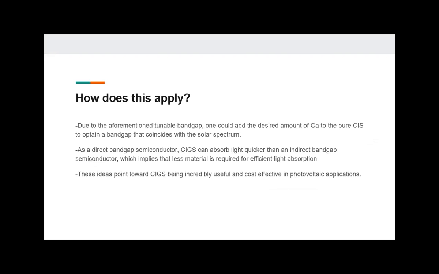When you're talking about light absorption, it sounds like a really good candidate for some sort of photovoltaic system, and it is. Talking about the tunable band gap from earlier, people have tried to tune the band gap of CIGS to match the solar spectrum, so that we can get even more efficient light absorption from the sun. And like I said, CIGS can absorb light quicker because it is a direct band gap semiconductor. So you need less material to absorb light. With an indirect band gap semiconductor, light could travel really deep into the material before it's absorbed. But with a direct band gap semiconductor like CIGS, it's absorbed really quickly. So you need less material for full light absorption. This points towards CIGS being incredibly useful and cost effective, as you need less material in the production of solar cells.